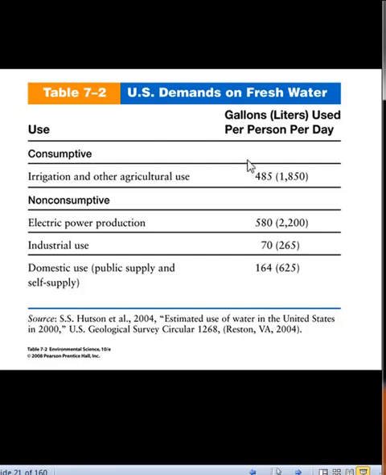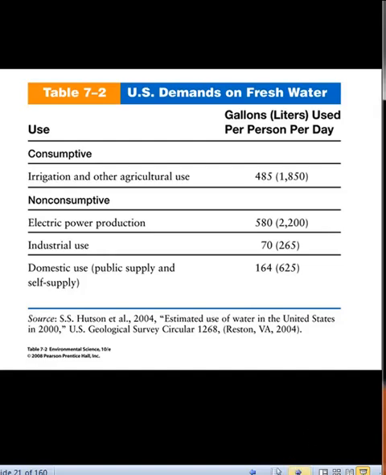Okay, and then we can look at gallons used per day per person for irrigation and agriculture. So even though you might not have a farm in your backyard, you eat farm products. So that's how this number comes up for you. And even though you might not have a power plant in your backyard, you use power. So you do use water and wastewater.